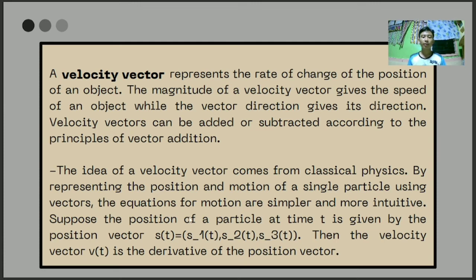Suppose the position of a particle at time t is given by the position vector s of t is equal to s1 of t, s2 of t, and s3 of t. Then the velocity vector v of t is the derivative of the position vector. So now, if we're given the position vector, to solve for the velocity vector, we're going to take the derivative. Atong kuhaon ang derivative sa position vector para makuha nato ang velocity vector.